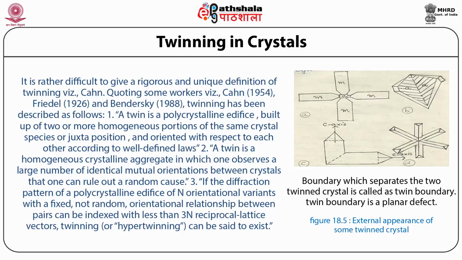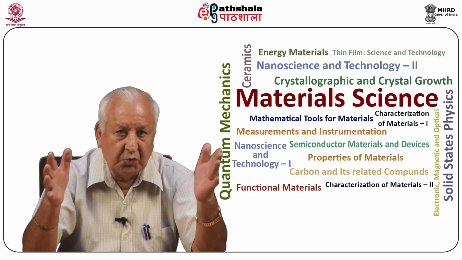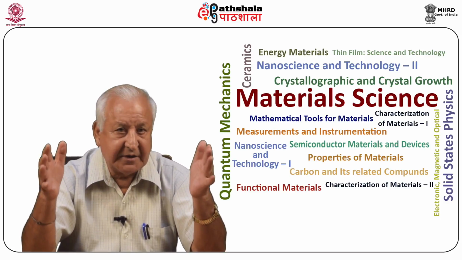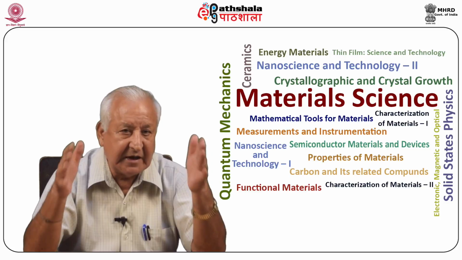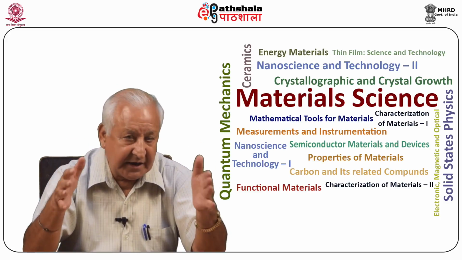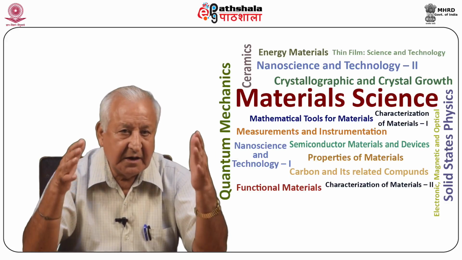Number 3. If the diffraction pattern of a polycrystalline edifice of an orientational variance with a fixed, not random, orientational relationship between pairs can be indexed with less than 3n reciprocal lattice vectors, twinning or hypertwinning can be said to exist. In most cases, a twin crystal grows as such from the beginning. The two or more individual crystals forming a twin crystal have different orientations of their atomic structures, but the different portions of the same network have certain planes or directions in common, such as to make it possible to derive one orientation from another by some simple movement.